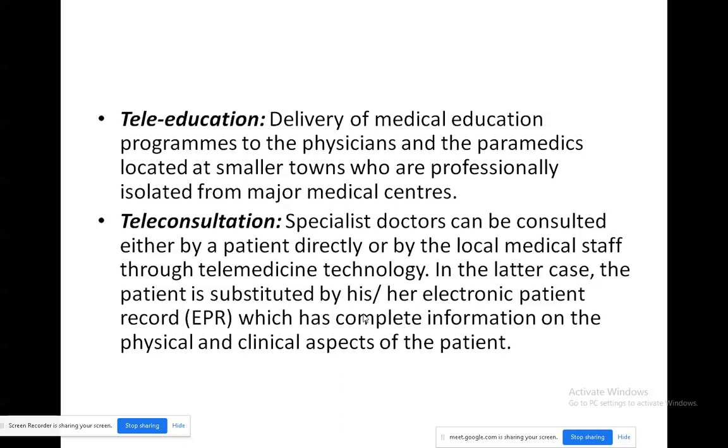Teleconsultation. So consultation: you will be seeing your general doctor, your family doctor. He may not be a specialist in all disease treatment. So some specialist doctor will be recommended for further treatment for the particular disease. In that case, you need not meet your specialist doctor directly. You will be taking the treatment through the telemedicine technology.